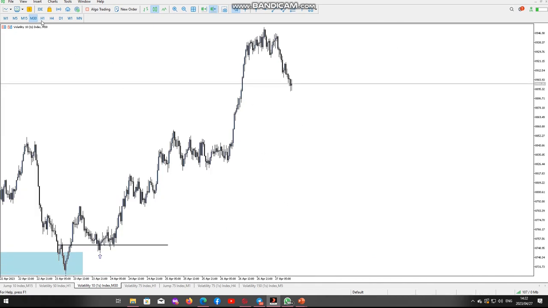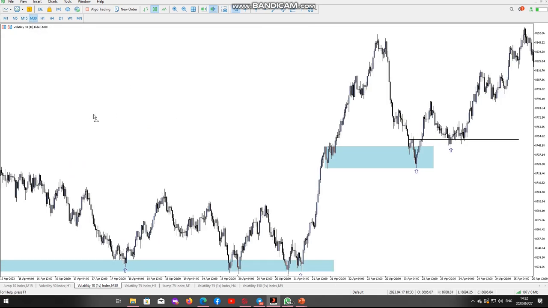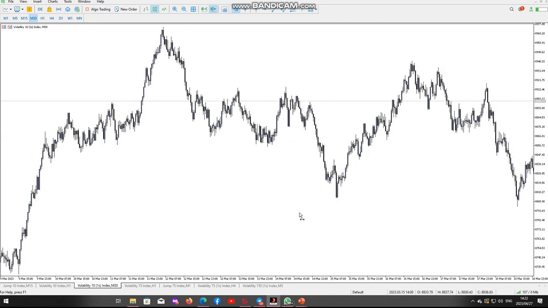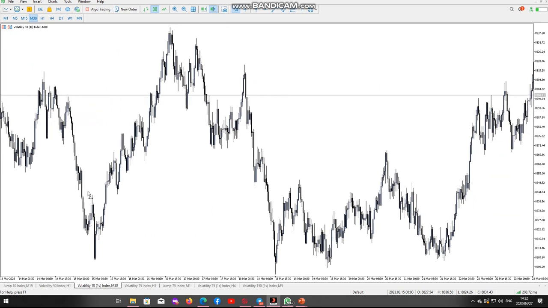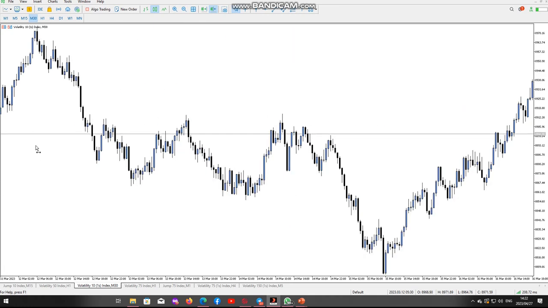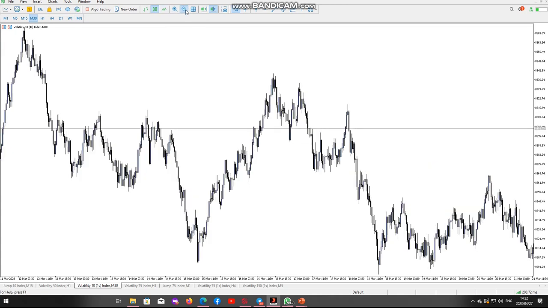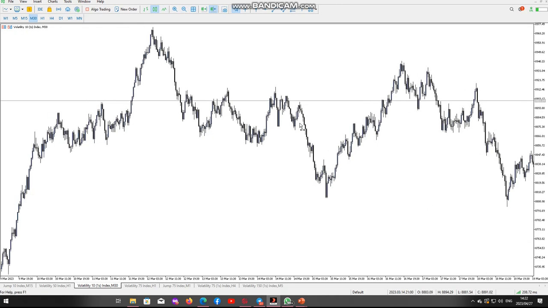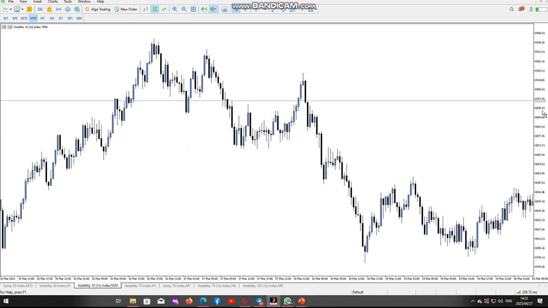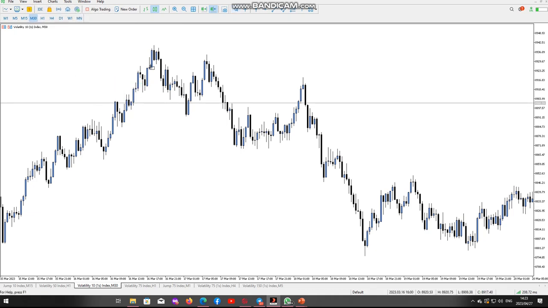Even here, when you check, maybe let's go to 1 hour. Maybe let's just try to check for another last order block or something like that. Here's another one. If you can check, guys, let me zoom in. In this one, this was a bearish liquidity, a bearish order block.